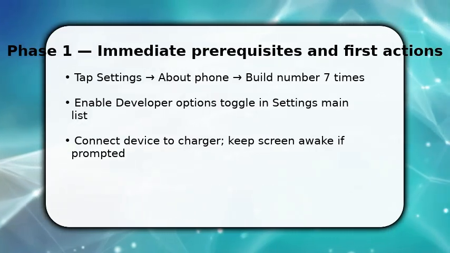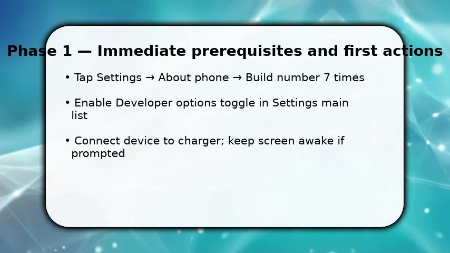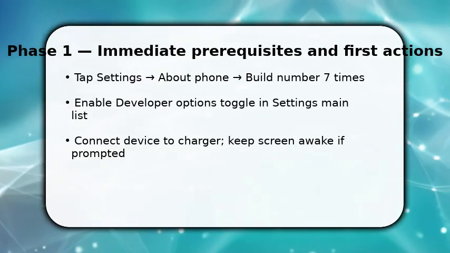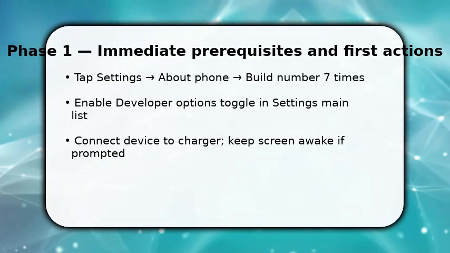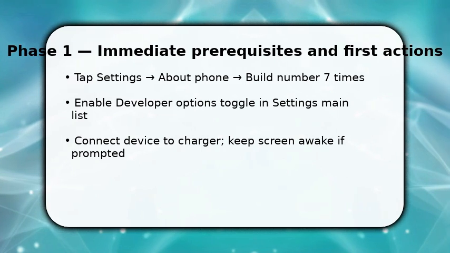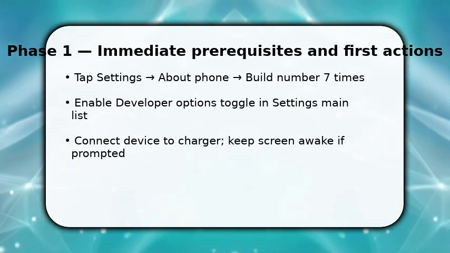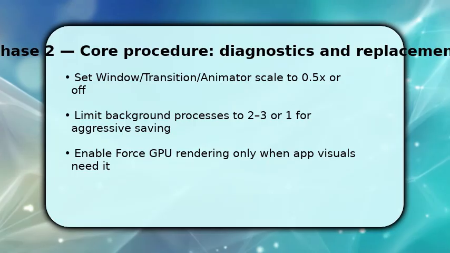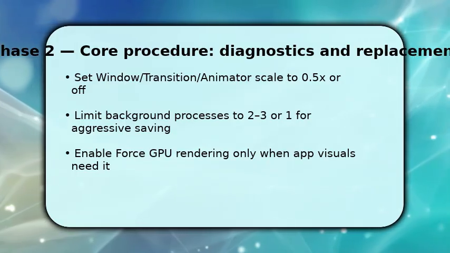Make sure to connect your device to a charger and allow the screen to stay awake during changes. This prevents interruptions. Doing this now prepares the system for safe adjustments that directly affect animation, background limits, and process behavior. You now change the specific performance parameters that speed up interaction.